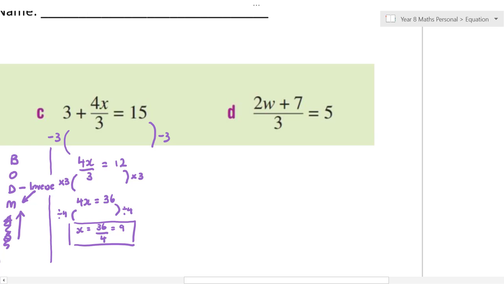Now, this one's a little bit different because what I want you to consider is that this 2w plus 7 is all divided by 3. The confusion is a lot of boys and girls at your age think, well, let's subtract 7 from both sides. But that is the same as 2w divided by 3 and then 7 divided by 3. These statements are exactly the same.